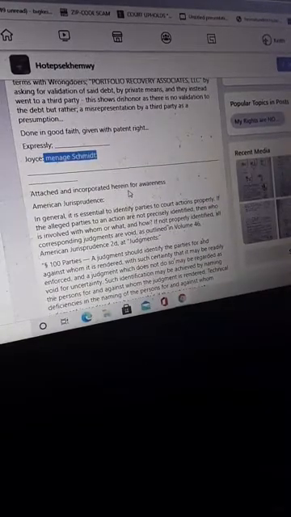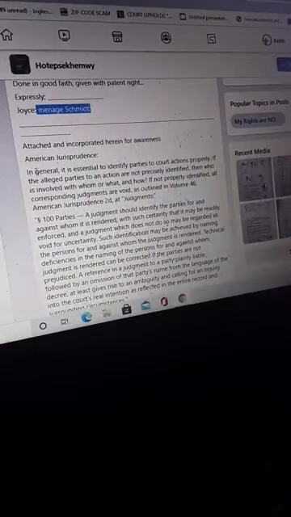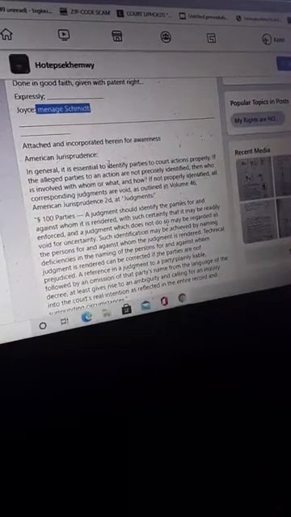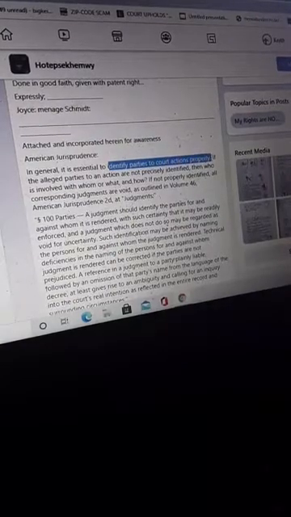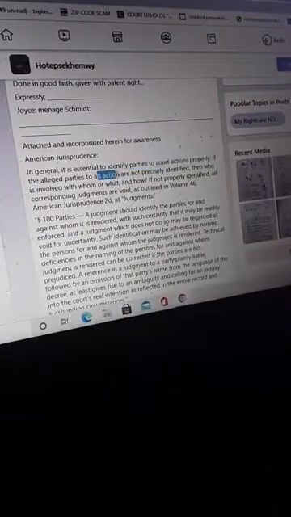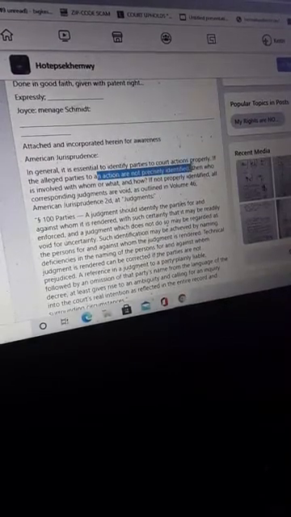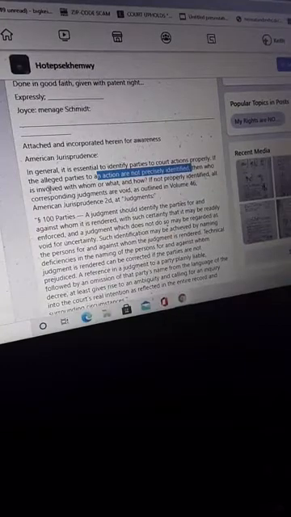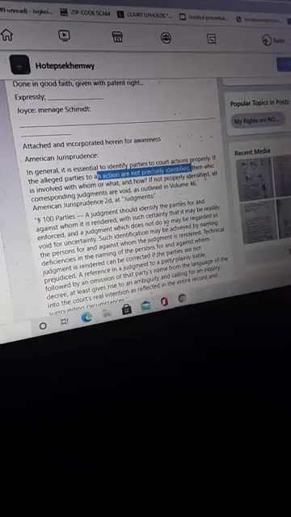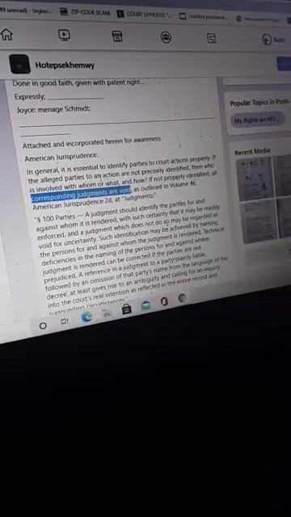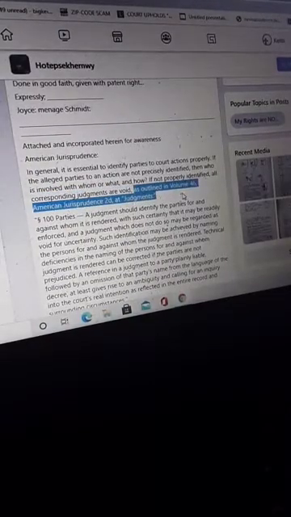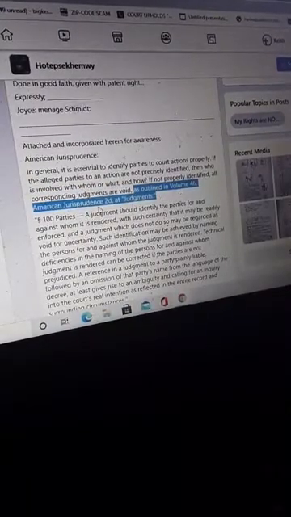And then we go on to jurisprudence. In general, it is essential to identify parties to court actions properly. If alleged parties to an action are not precisely identified, then who is involved with whom or what and how? If not properly identified, all corresponding judgments are void, as outlined in Volume 46, American Jurisprudence, second at Judgments.